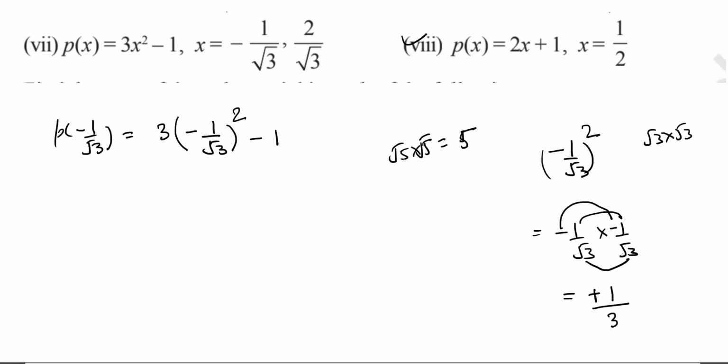The root will cancel out. Got it? If you have root 6 into root 6, it means 6. So root 3 into root 3 gives 3. By putting this value, the value of this one is 1 by 3. Now 3 into this, when you open it, you get plus 1 by 3, plus 1 by 3, and then minus 1. The 3 will get cancelled out. You will get 1 minus 1, which is 0. Got it? Okay, sir. Now solve it again, one more time.